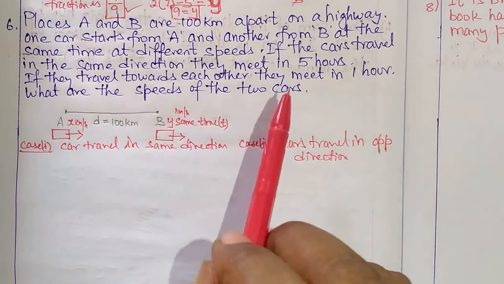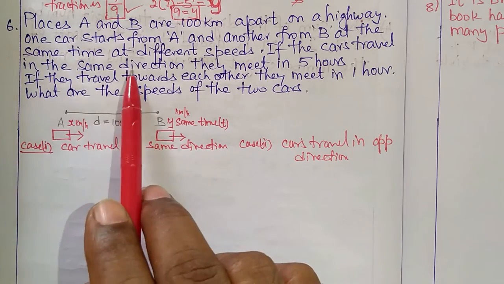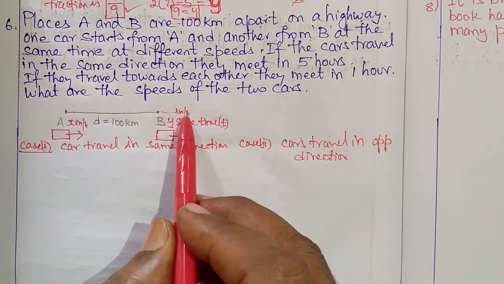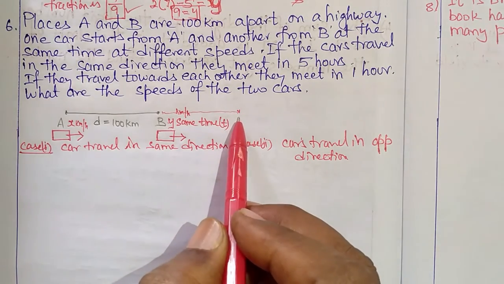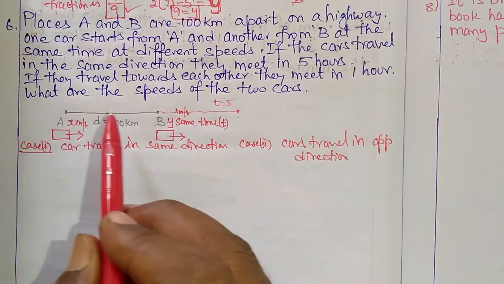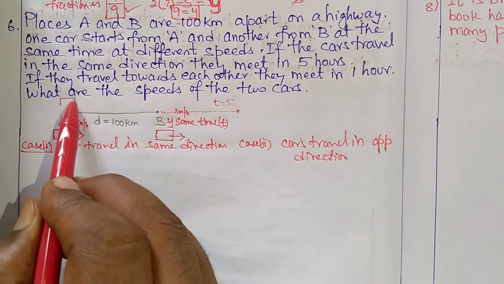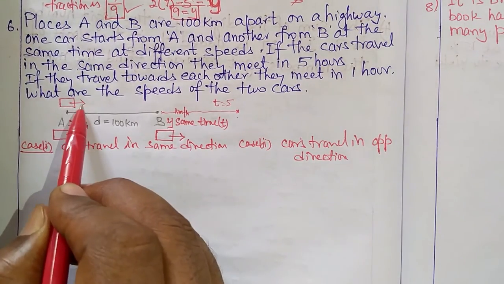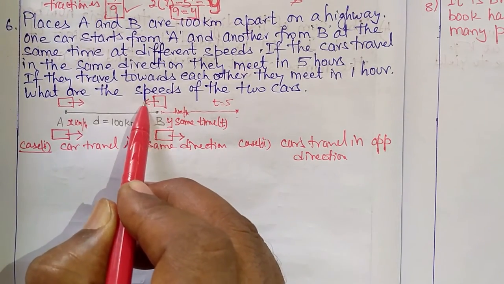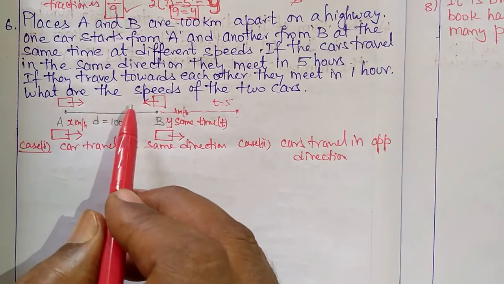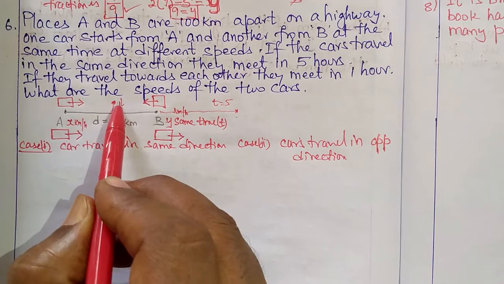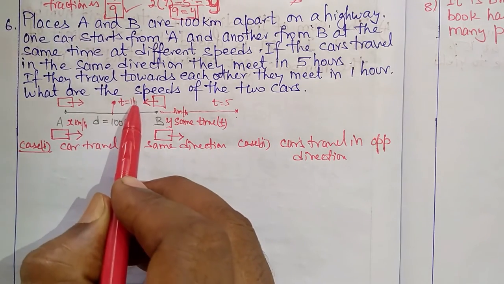It is given in the question. If the cars travel in the same direction, they meet in 5 hours. So somewhere they are going to meet, after 5 hours. And if they travel in the opposite direction, means car A is traveling in this direction, car B is traveling in this direction. Understand? They are traveling in opposite directions. Then they meet somewhere in the middle. How much time do they take? T equals 1 hour they will meet.